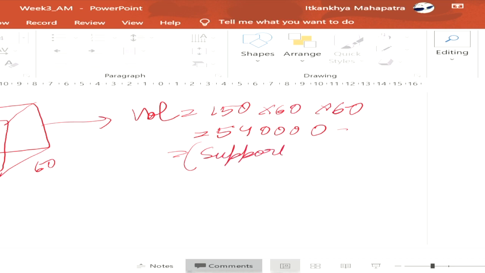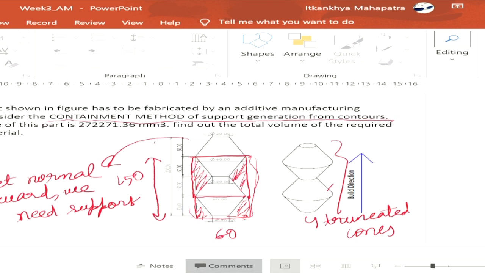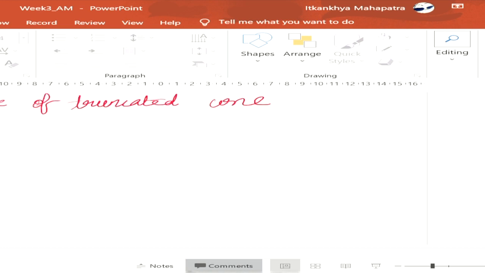Now this is the entire support plus object. Now we need to find out only the volume of the object. After that we will get the volume of support material by subtracting. Next is volume of truncated cone. Now this is the truncated cone. Volume of truncated cone is equal to 1 by 3 into pi into h into R square plus small r square plus R into r.